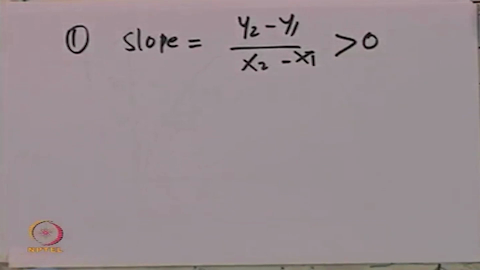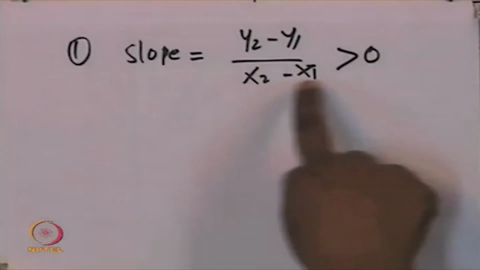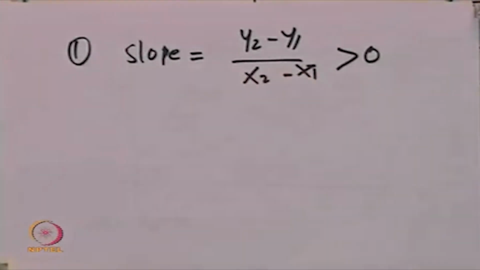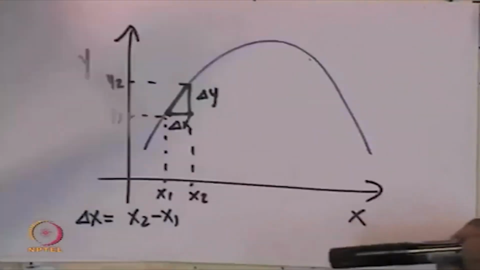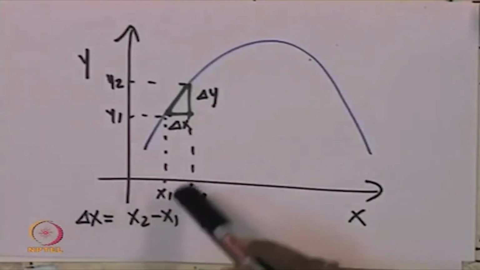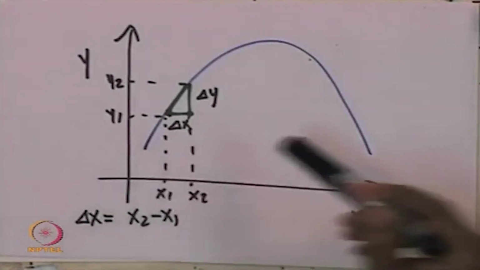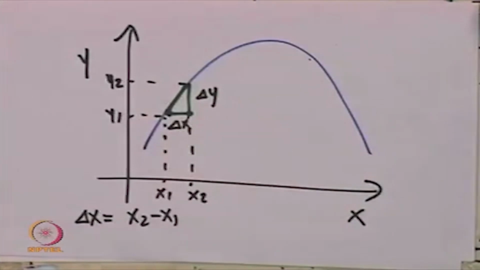If you do this, it is greater than 0, because x2 is larger than x1 and y2 is larger than y1. So, as you can see here, x2 is larger than x1 and y2 is larger than y1.